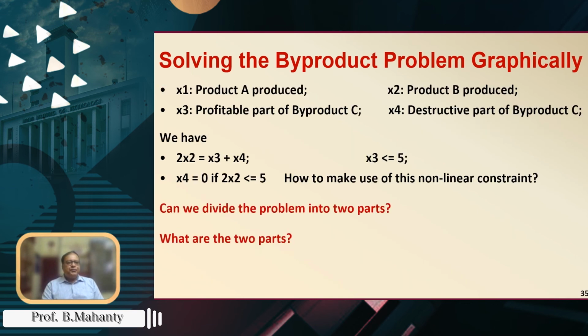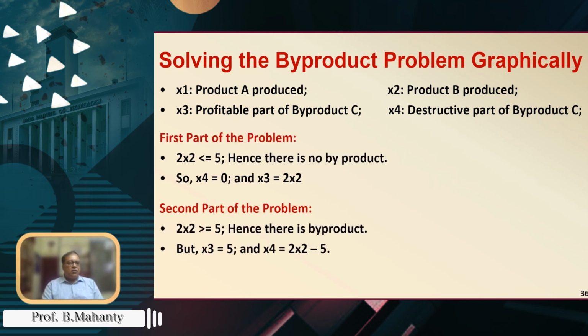So what do we do? Can we divide the problem into two parts? And if so, what are the two parts? If you think logically, these two parts could be 2x2 less than or equal to 5 and 2x2 greater than or equal to 5, because those are the two different situations under which this byproduct problem can really be solved. So this is how exactly we do it.